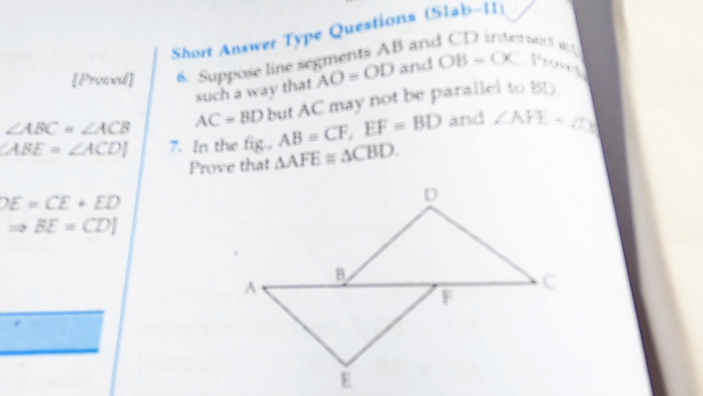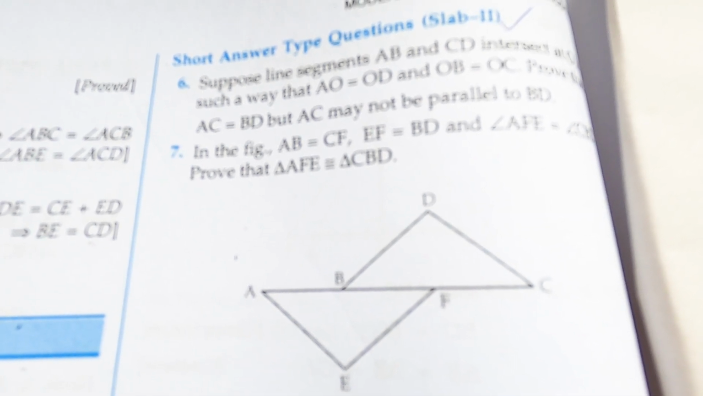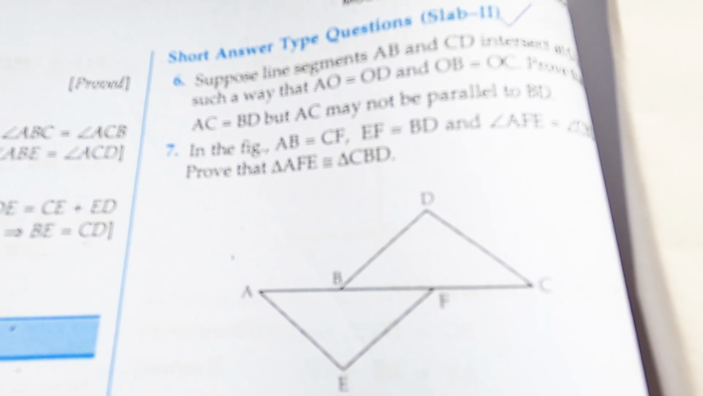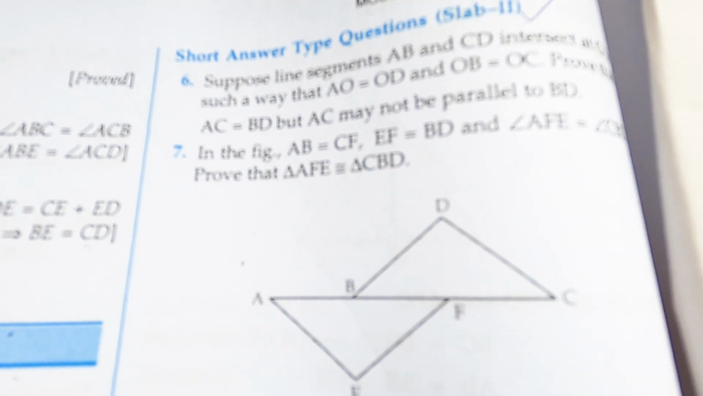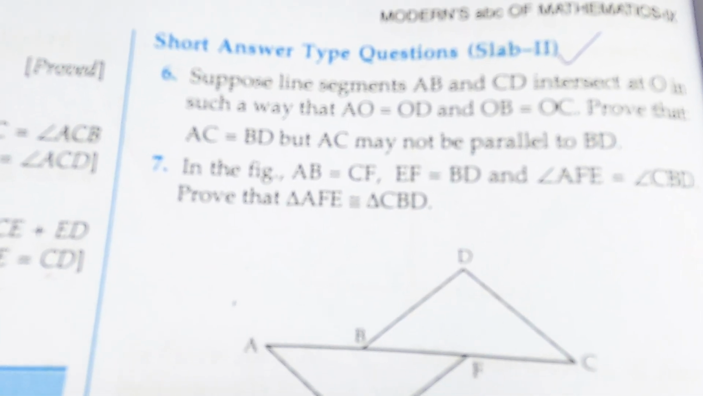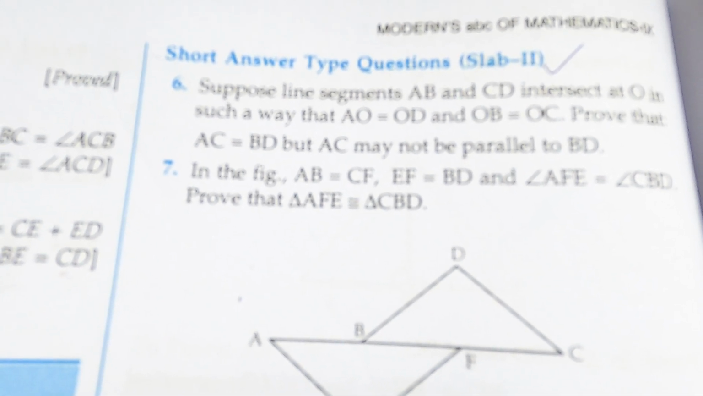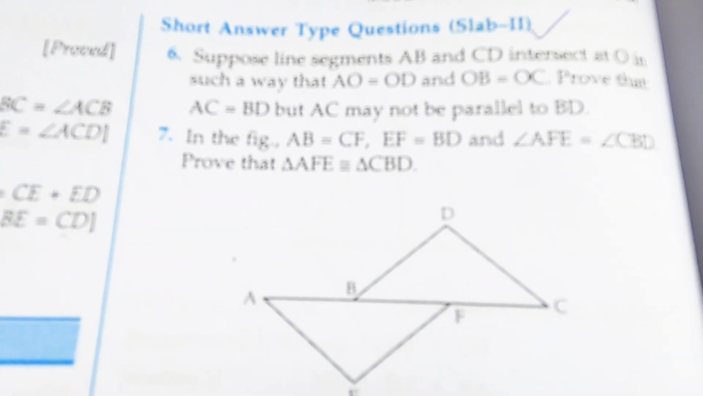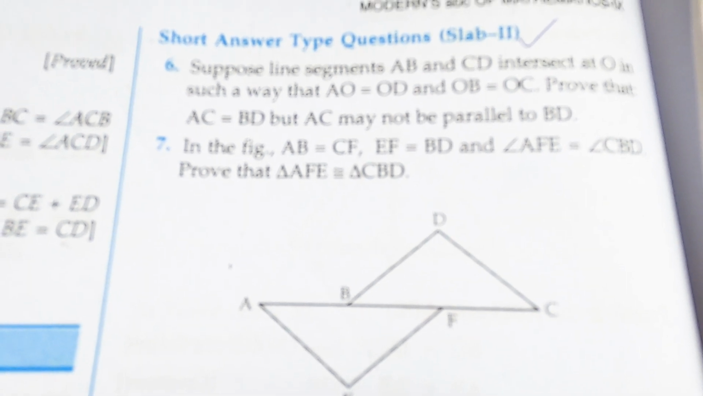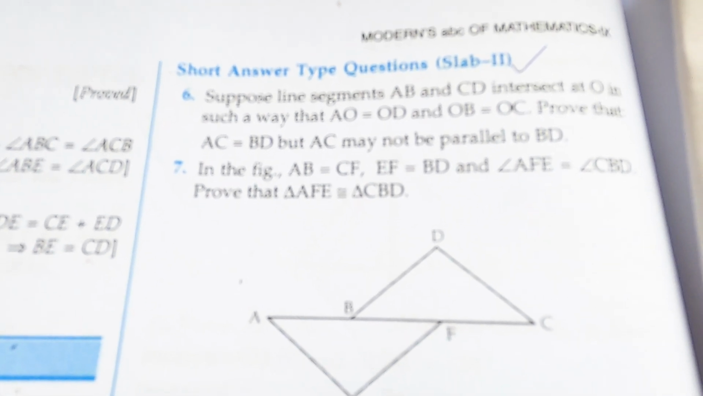Alright, so question number 7. Now in the figure, AB is equal to CF, EF is equal to BD, and angle AFE is equal to angle CBD. So what do we have to prove? We have to prove that triangle AFE is congruent to triangle CBD.